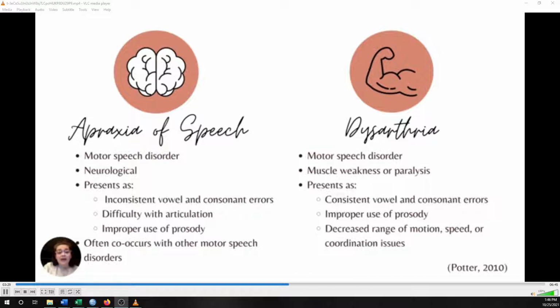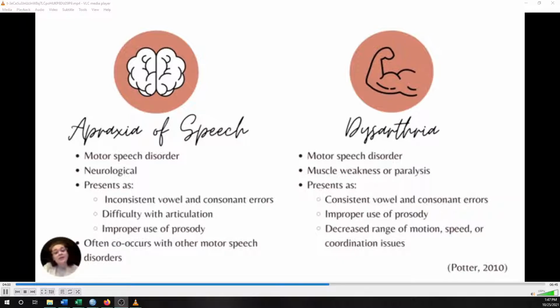Looking further at these speech and language disorders, the two most common for classic galactosemia patients, according to Potter, are apraxia of speech and dysarthria. So apraxia of speech is a motor speech disorder that is neurological in nature. It presents as inconsistent vowel and consonant errors and difficulty with articulation and improper use of prosody as well. It often co-occurs with other motor speech disorders like dysarthria.